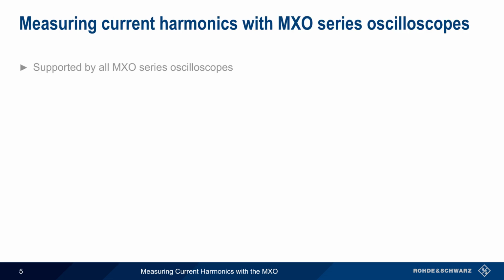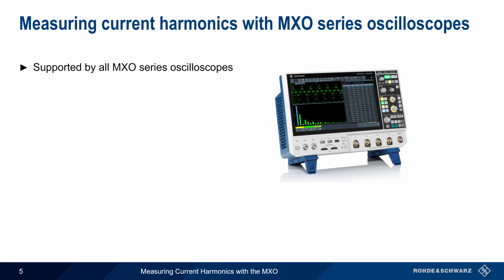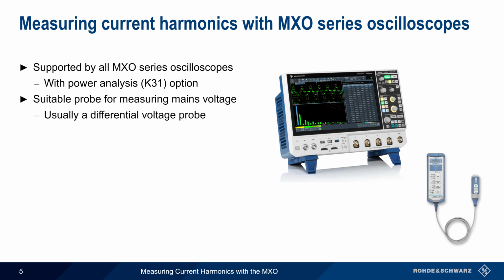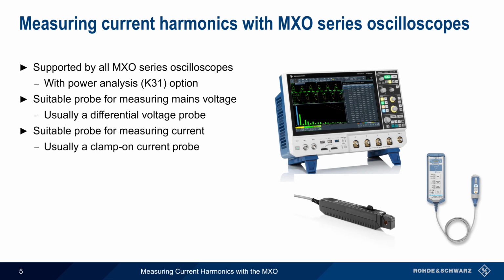Current harmonics measurements are supported by all Rohde Schwarz MXO series oscilloscopes, but require the K31 power analysis software option. In addition, two probes are needed: a probe for measuring mains voltage, which is usually a differential voltage probe, and a probe for measuring the current, which in most cases is a clamp-on current probe.